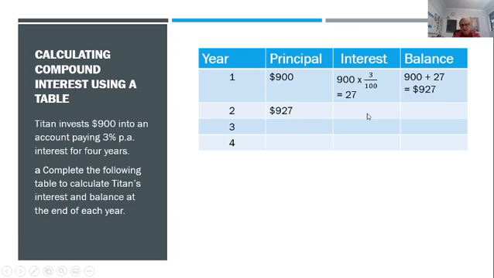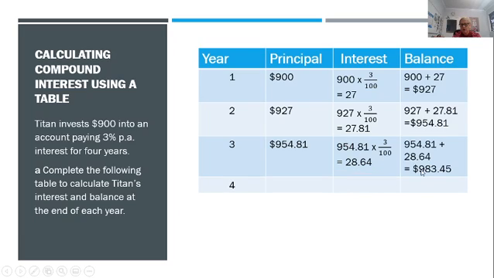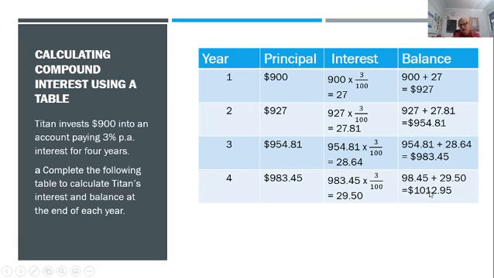Now our next year, our principal is 927. We times that by 3 over 100 and we make $27.81. We add that to our 927 and we've now got $954.81. That becomes our principal. We then work out what our interest is going to be, $28.64. We add it on, we've got 983, that becomes our new principal. Work it out, it comes to $29.50. We've now got $1,012.95. Right, so you've done what they've asked, calculate the balance, and we've done it 4 times because it's 4 years.